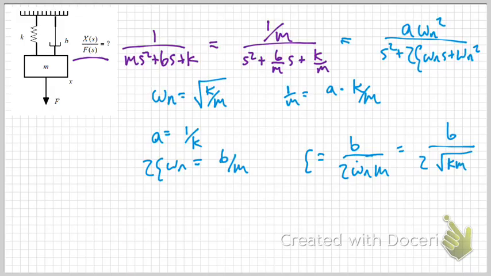Okay, so the step function for this input would just be adding a weight for our f here. So step function would be adding a weight.